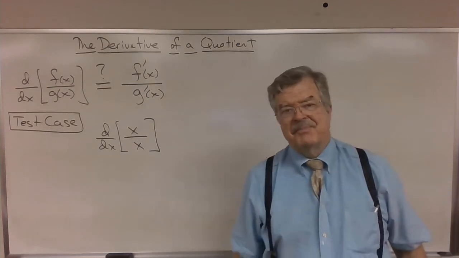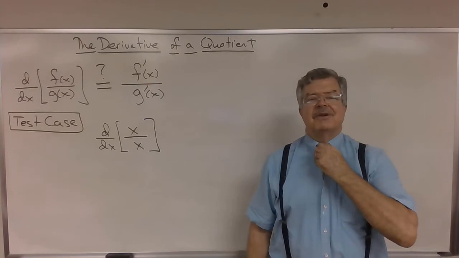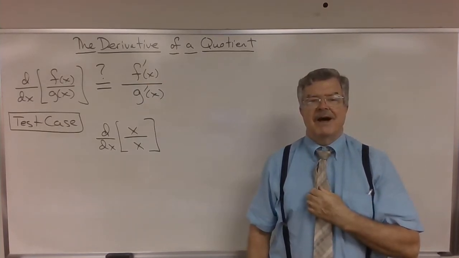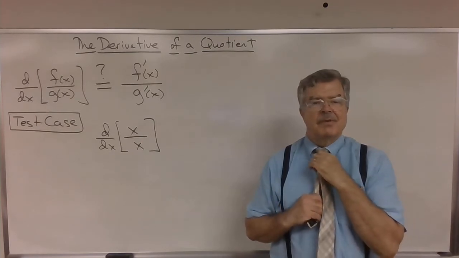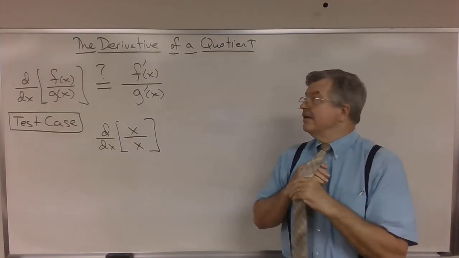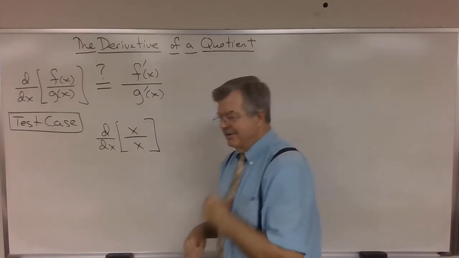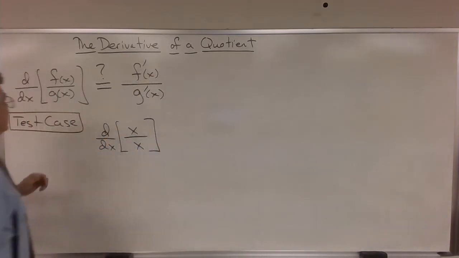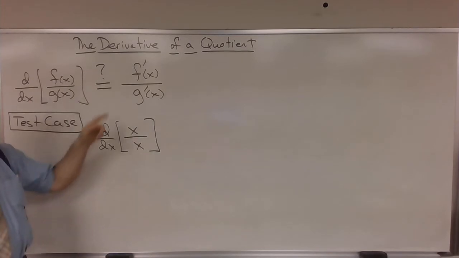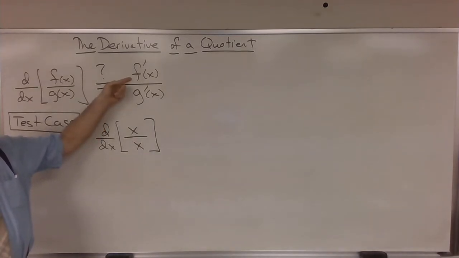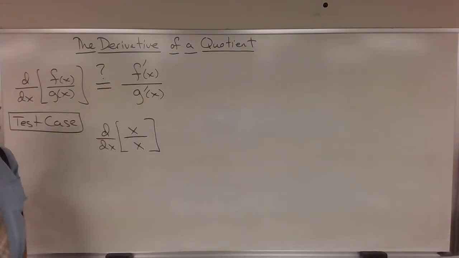Hey everybody, in the last class we did the derivative of a product, and today we're going to do the derivative of a quotient. So here's our conjecture. Our conjecture is that the derivative of a quotient is equal to the derivative of the numerator divided by the derivative of the denominator.